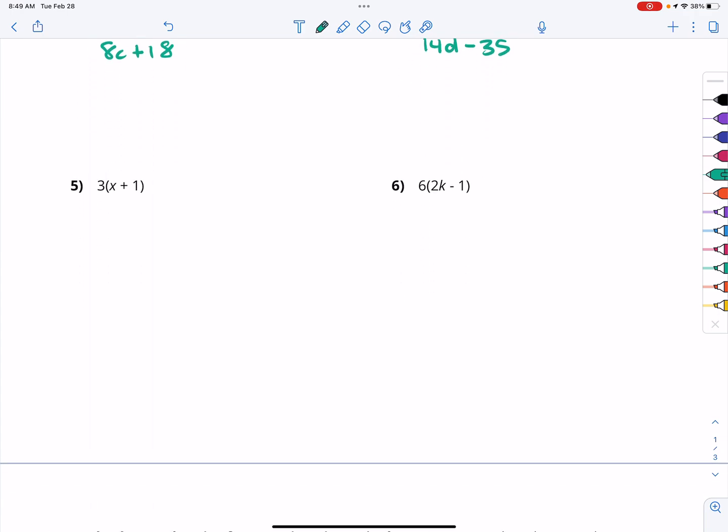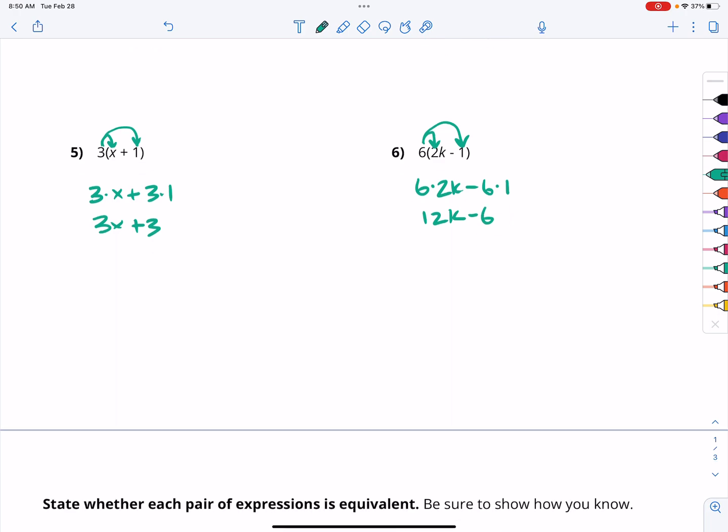Question number 5, we'll be distributing this across both of those. So we have 3 times x plus 3 times 1. So we would get 3x plus 3. And then here we are again with number 6. We'll be distributing that 6 to both terms. So we have 6 groups of 2k, and we'll be subtracting 6 groups of 1. And we're left with 12k minus 6. Those are our final answers there.